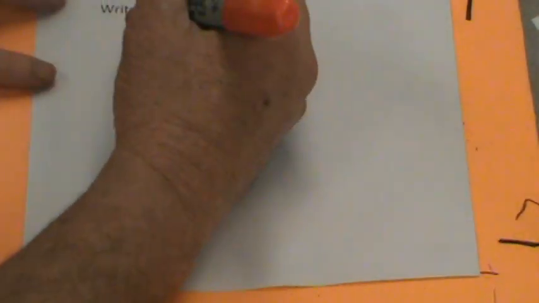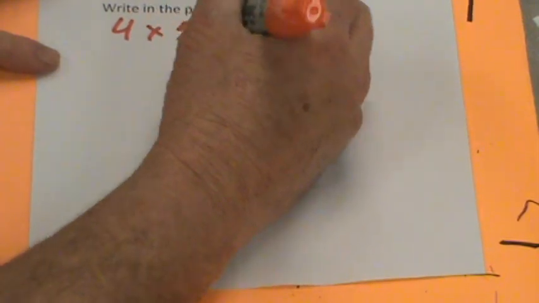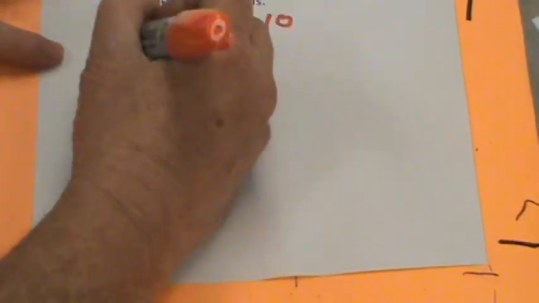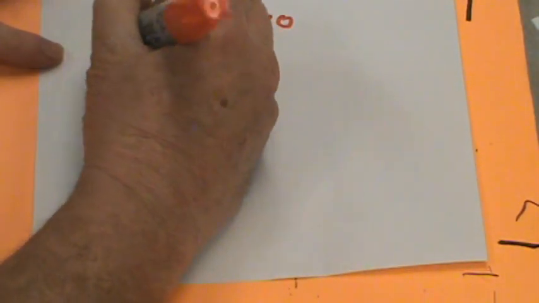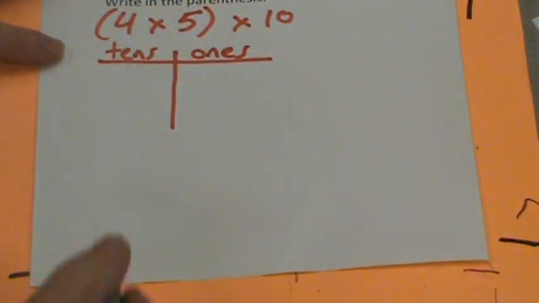So let's write down the following. We're going to go with 4 times 5 in parentheses times 10. So let's figure out the 4 times 5 first. And I know you know that off the top of your heads, but let's go ahead and do it this way. So it's 4 times 5.